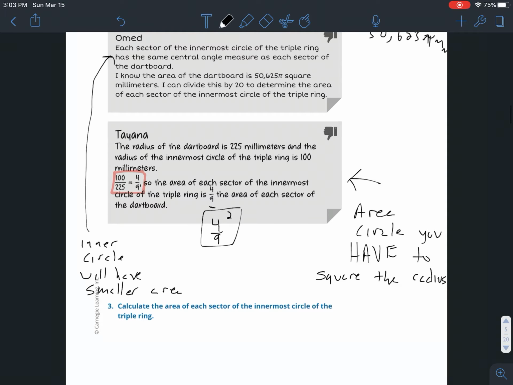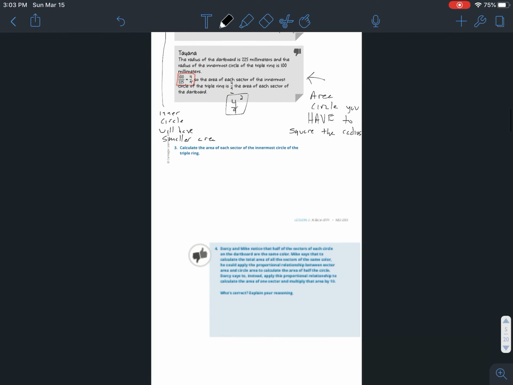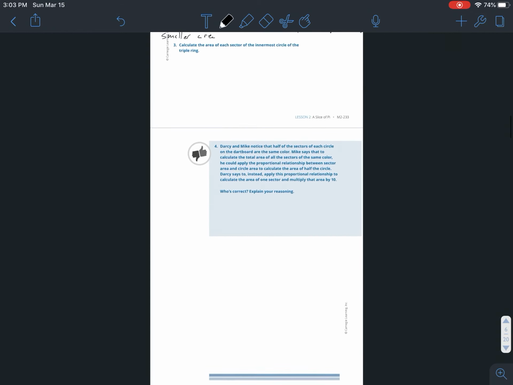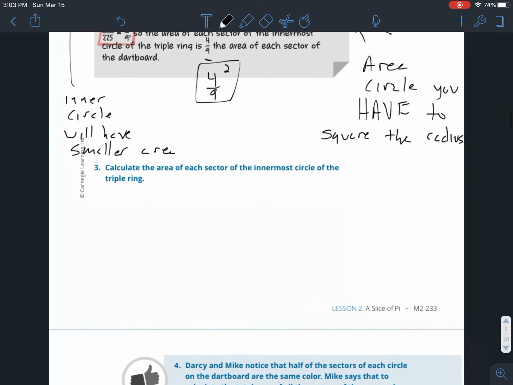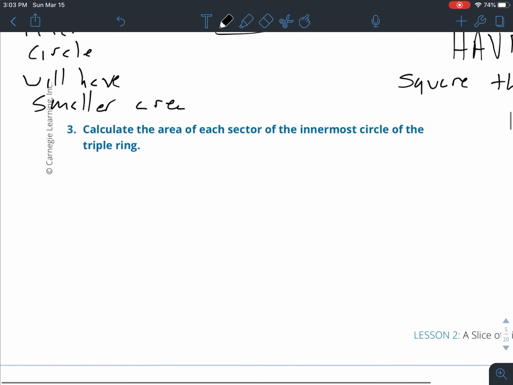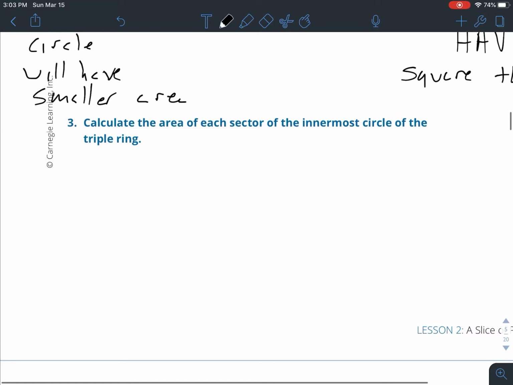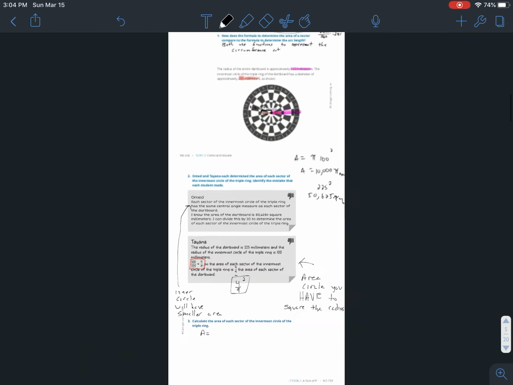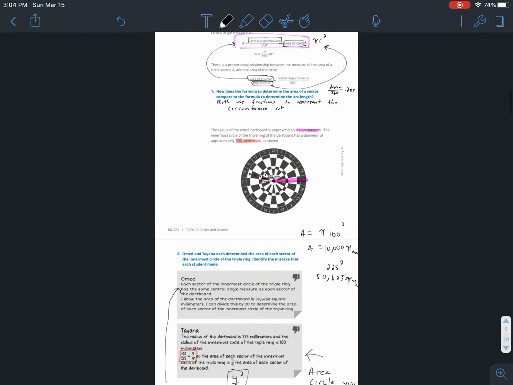So what we have to do now is number 3, and we have number 3 and 4, and that's it for today. We might even skip 4. I'm going to see what it's about. But number 3 is asking us to calculate the area of each sector of the innermost circle of the triple ring. So let's look at doing this. We know already the area by looking at the top up here.